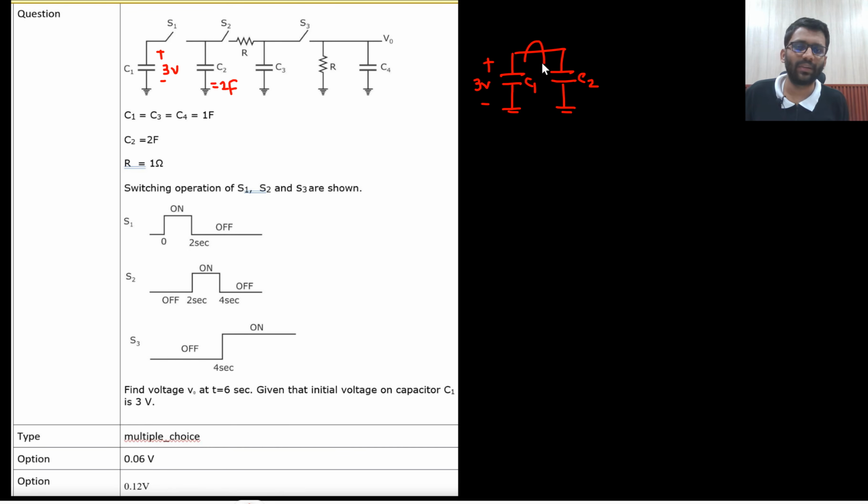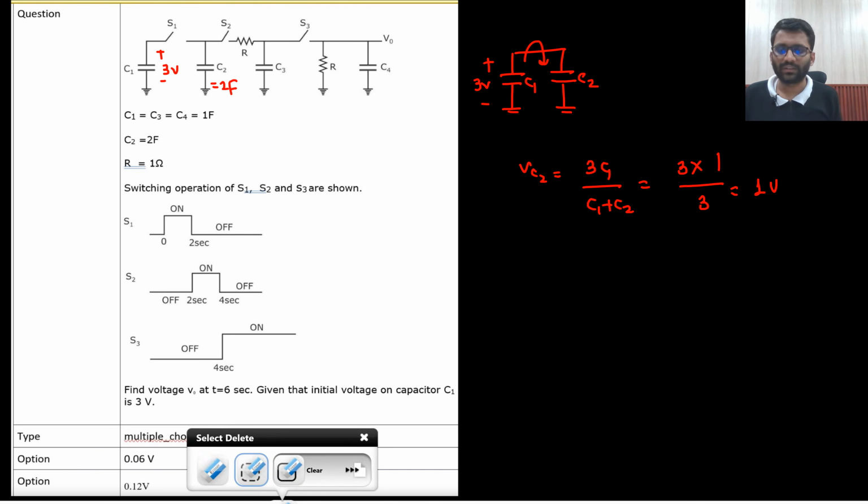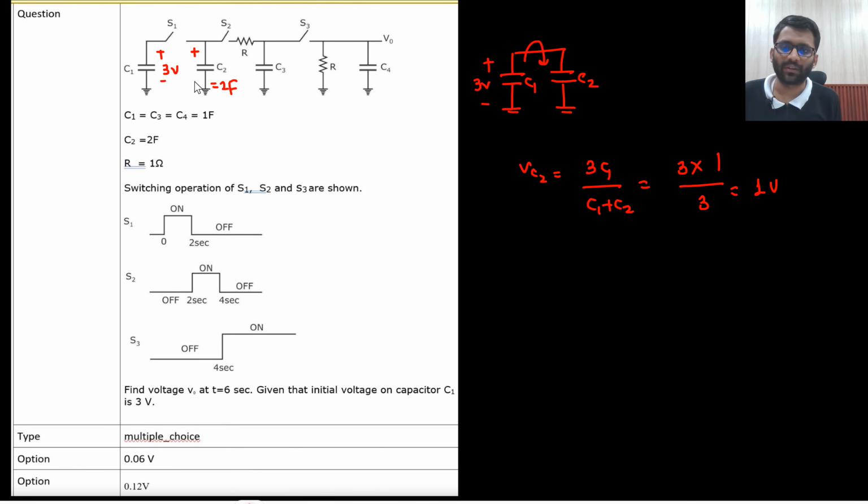So suddenly there will be change in charge. So what will be your VC2? VC2 will be 3C1 upon C1 plus C2. I hope you know it. How did I write it? Because I cannot give the complete concept here, right? So 3 into C1, C1 is 1, divided by C1 plus C2. So basically it would be 1 volt. So this C2 will be charged to 1 volt.